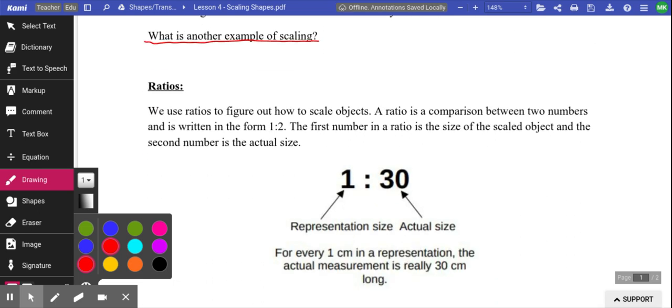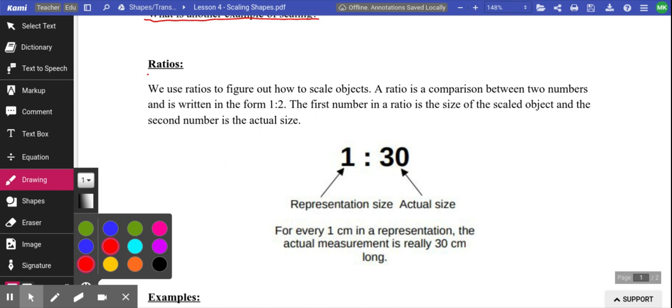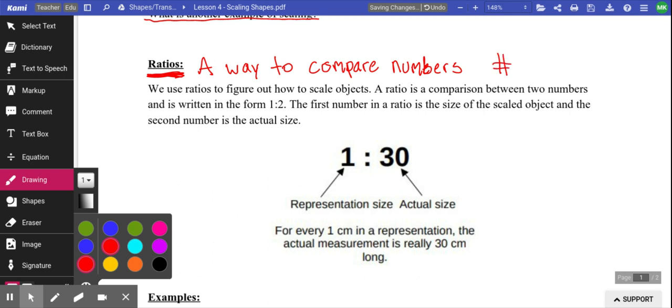The way that we represent scales is by using ratios. A ratio is just a way to compare numbers. A ratio always looks like this: a number, then a colon, and then another number, such as this example down here. That would be a ratio of 1 to 30.